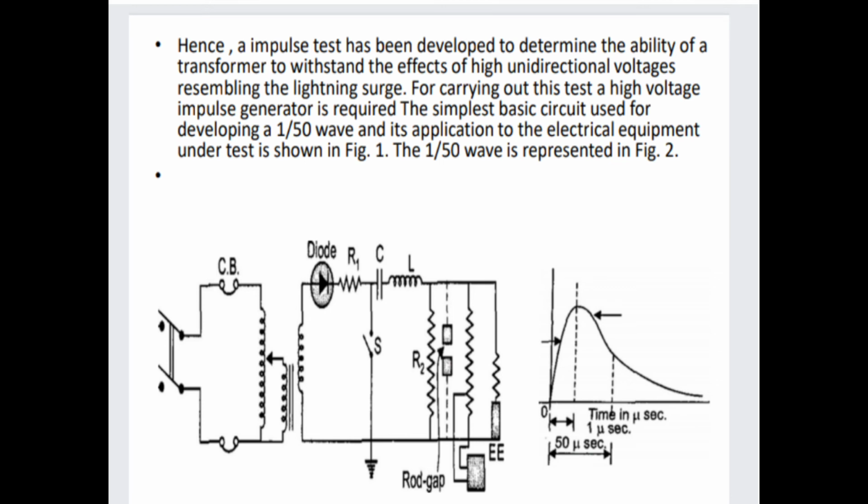Hence, the impulse test has been developed to determine the ability of a transformer to withstand the effect of high unidirectional voltages resembling the lightning surge. For carrying out this test, a high voltage impulse generator is required. The simplest basic circuit used for developing a 1 by 15 wave and its application to the electrical equipment under test is shown in figure 1. The 1 by 15 wave is represented in the figure.